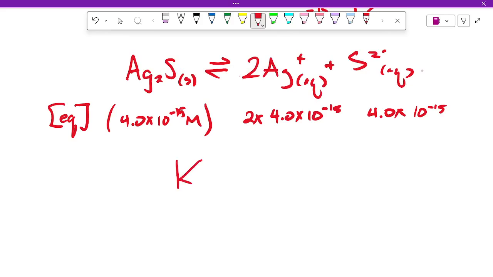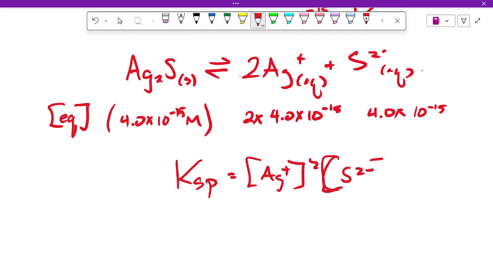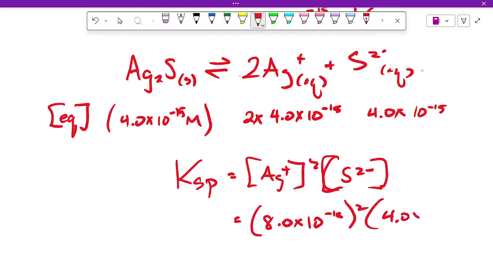And then your Ksp would be Ag+ squared times the concentration of S2-. And then you would have 8.0 times 10 to the negative 15 squared times 4.0 times 10 to the negative 15. And then you would solve it.